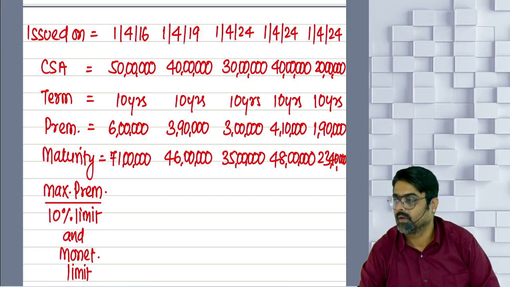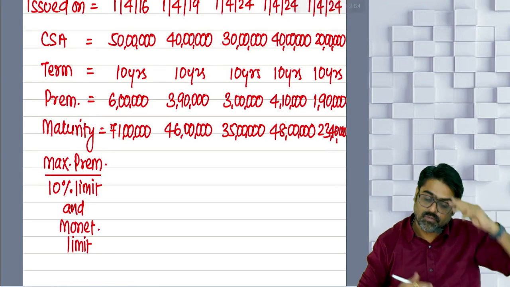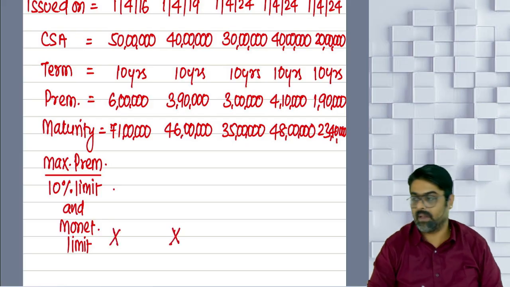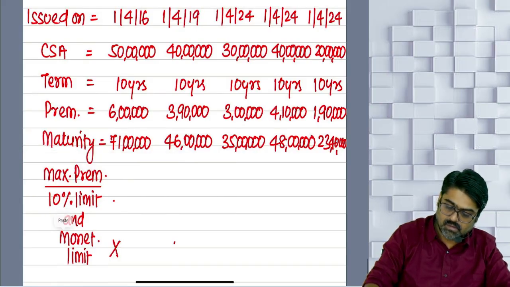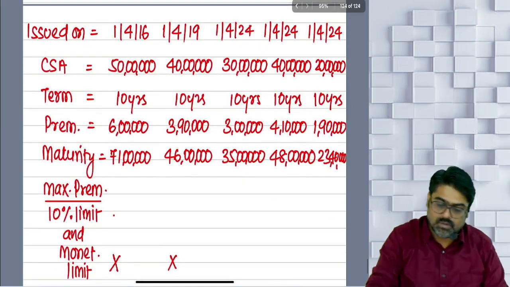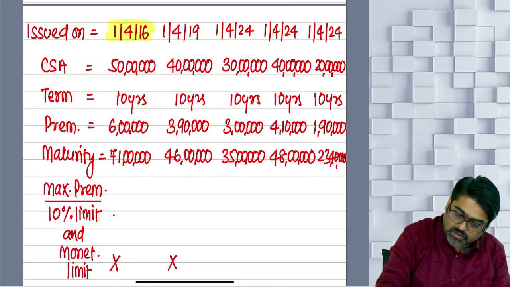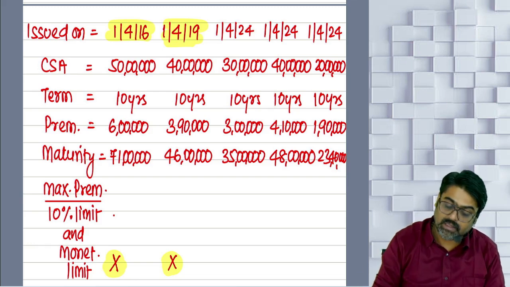Okay. So now tell me for which policies you will get the exemption. First of all, this maximum limit of 10% is applicable. The maximum monetary limit will not be applicable for the first two policies. Why? Because the policies are issued prior to the cutoff date. So for the first and second policy, the monetary limit of 5 lakh will not be available. You just have to take the percentage limit.